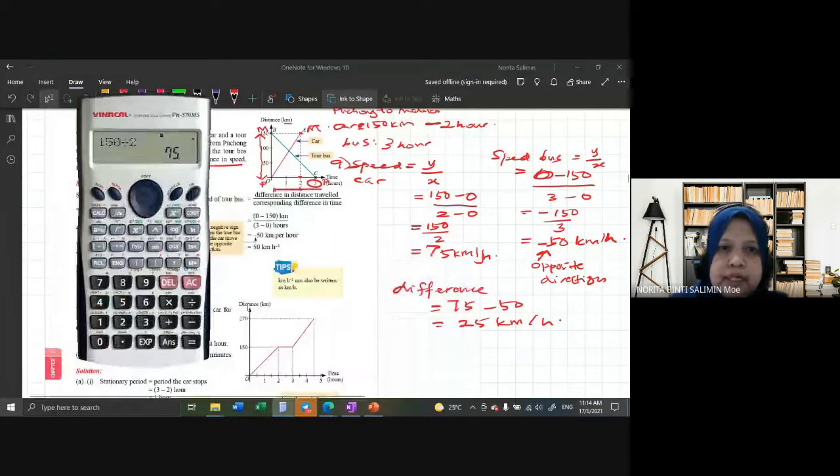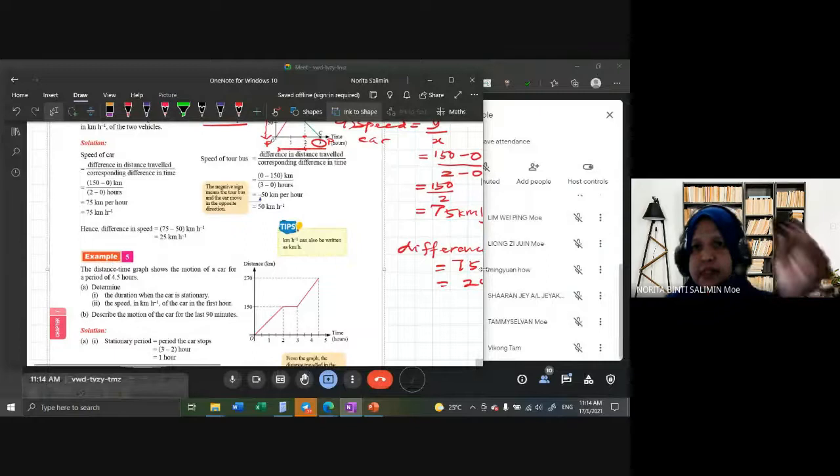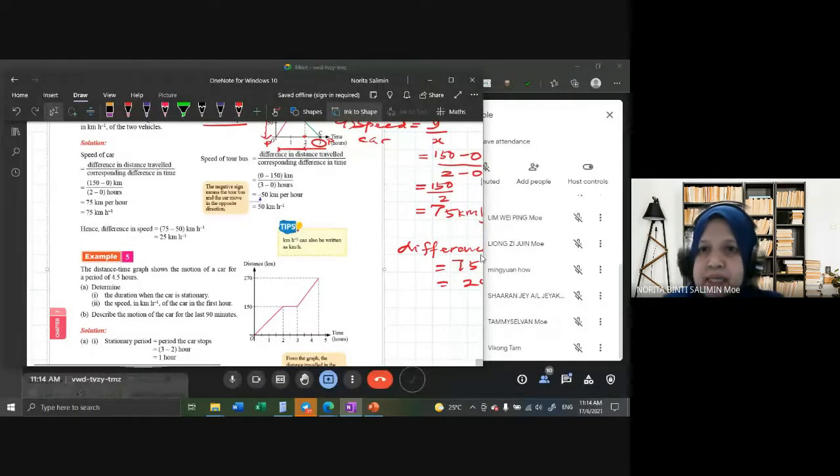Okay, we go to example 5. Anybody can read example 5 for me? Okay, who? Lim Wei Ping. Lim Wei Ping, are you there? Can you turn on your mic, teacher? Okay, can you read example 5 for me?